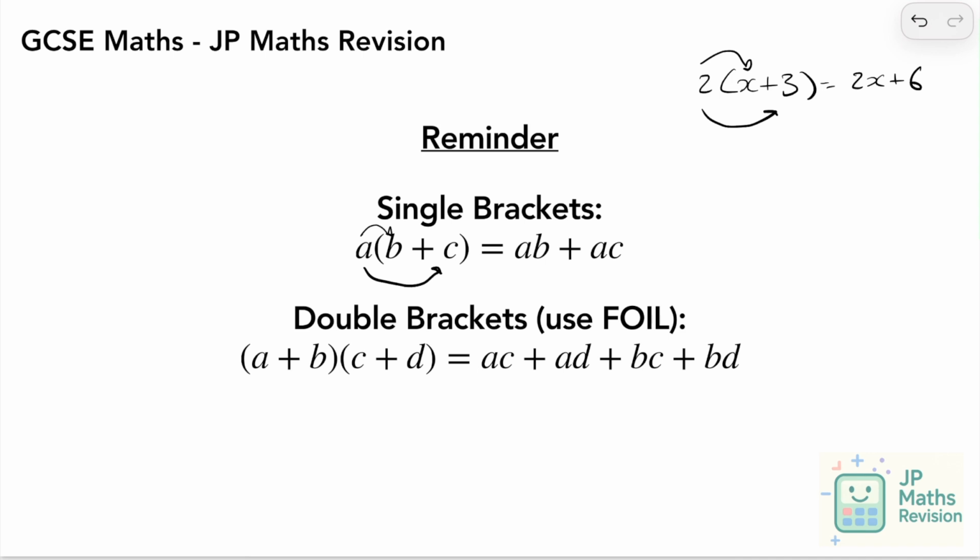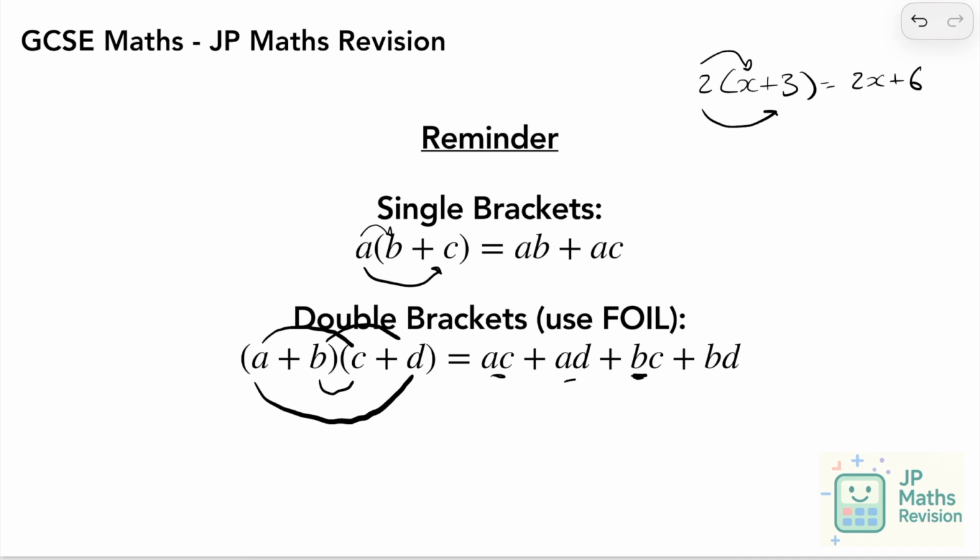Double brackets are a little bit more complicated because there's a lot more going on, but it's nothing crazy. If we have a plus b times c plus d, we're going to use the FOIL method. So that's first, so a times c, which is ac, outer, which is a times d, inner, which is b times c, and then last, which is bd. So that's what we end up having.